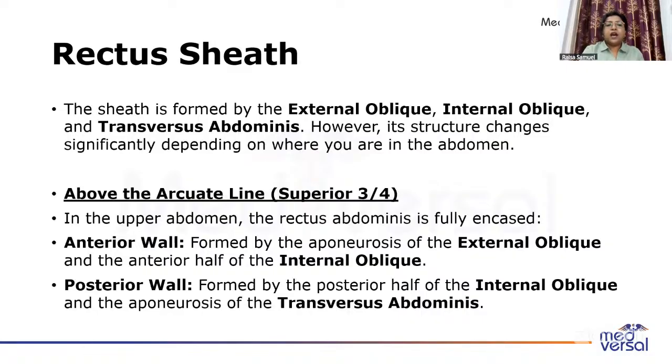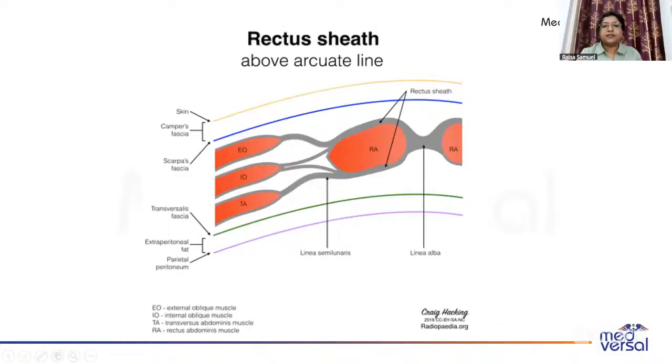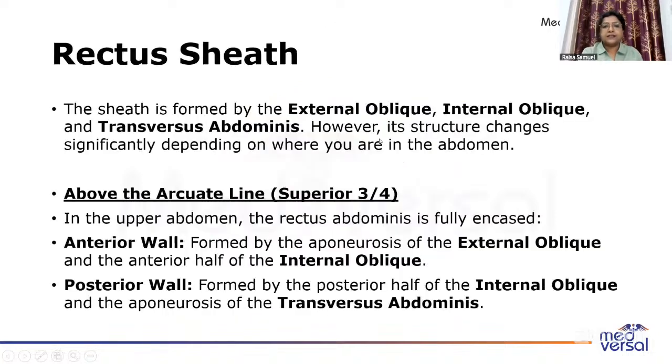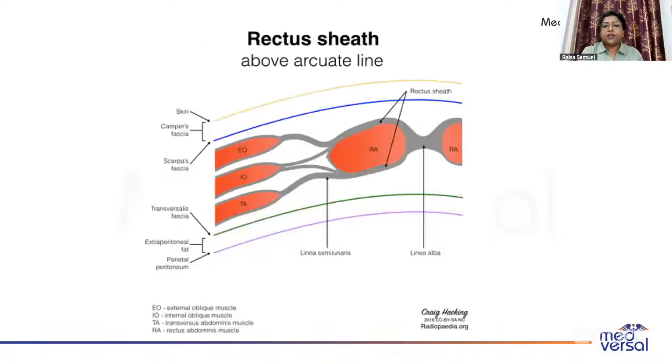Above the arcuate line, that is the superior three-quarters, in the upper abdomen, the rectus abdominis is fully encased. Here you can see that above the arcuate line, this is the rectus abdominis, this is the rectus sheath. So it is fully encased. By what? The anterior wall is formed by the aponeurosis of the external oblique and the anterior half of the internal oblique. This is the external oblique and this is the internal oblique. This is the anterior wall.